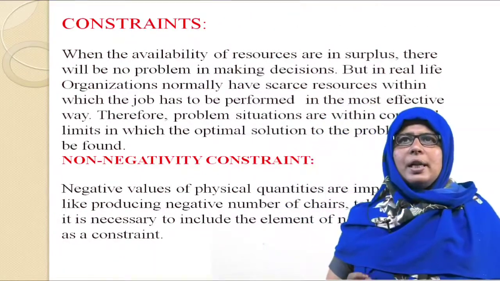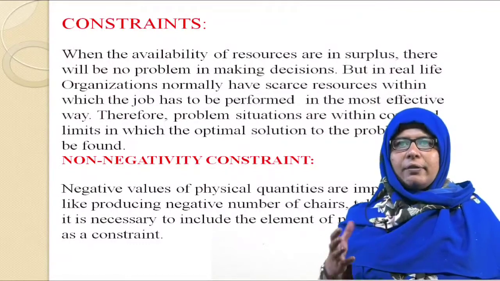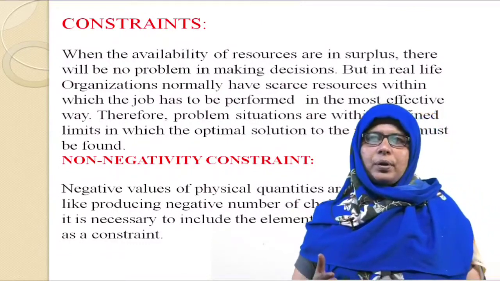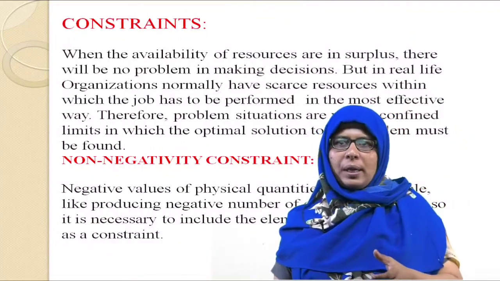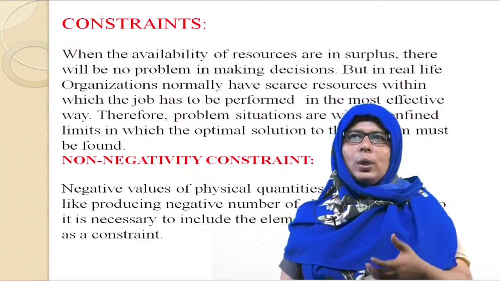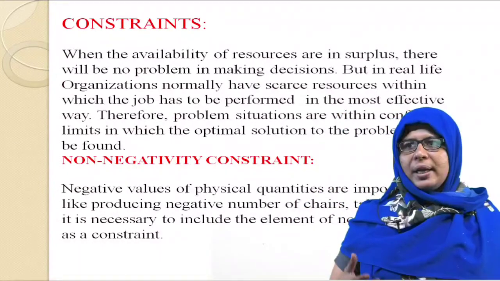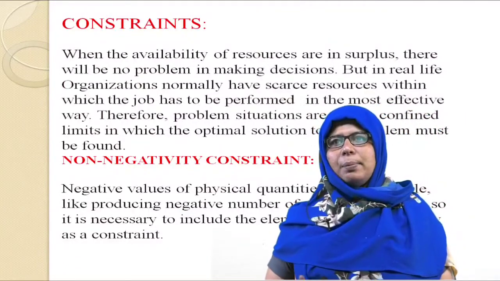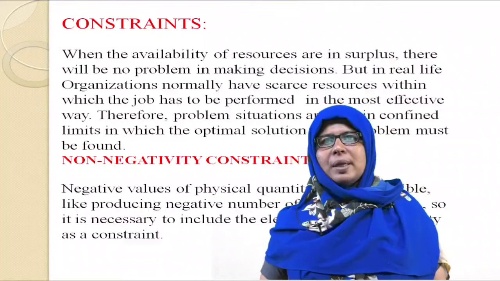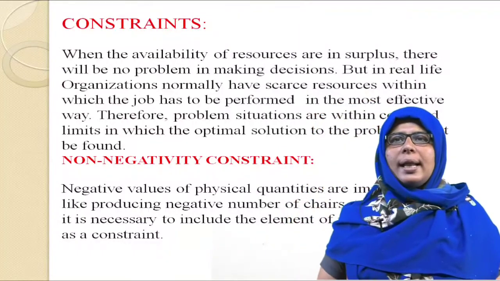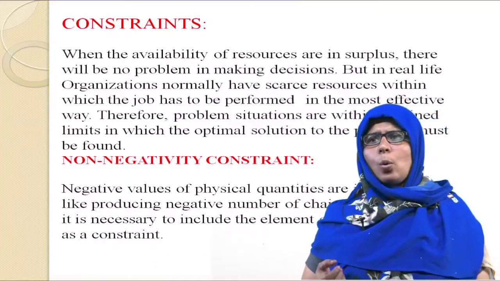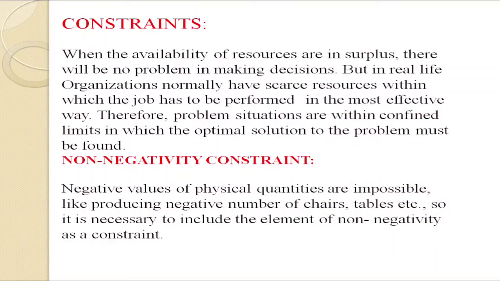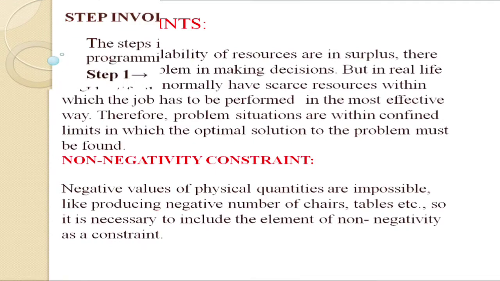Constraints. When the availability of resources is in surplus, there will be no problem in making decisions. But in real life, organizations normally have scarce resources within which the job has to be performed in the most effective way. Therefore, problem situations are within confined limits in which the optimal solution to the problem must be found. Next, the non-negative constraints. Negative values of physical quantities are impossible, like producing a negative number of chairs, tables, etc. So, it is necessary to include the element of non-negativity as a constraint.